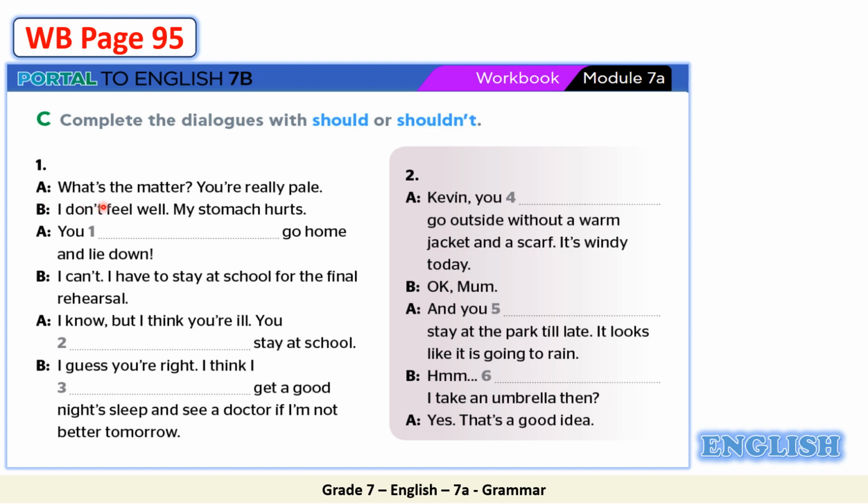1. A. What's the matter? You are really pale. B. I don't feel well. My stomach hurts. A. You should go home and lie down. B. I can't. I have to stay at school for the final rehearsal. A. I know, but I think you are ill. You shouldn't stay at school. B. I guess you are right. I think I should get a good night's sleep and see a doctor if I'm not better tomorrow.